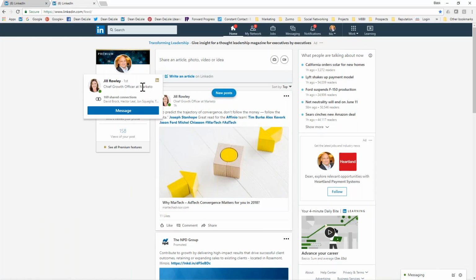I can look at she's at Marketo, and then I can easily jump from her to her company and get some data pretty quickly, a lot quicker than if I bump into her at a networking event and wonder, what does she do? Who does she know? Oh, we have 169 shared connections. You know, I can get a lot of data, right?